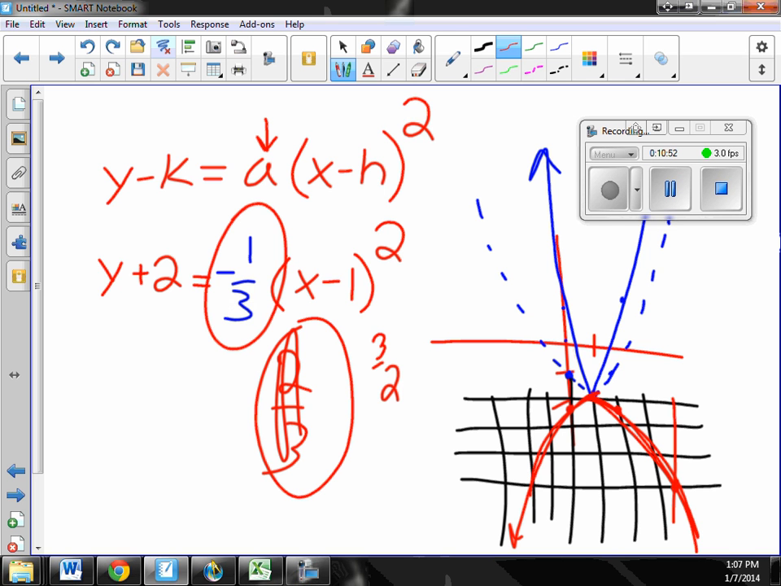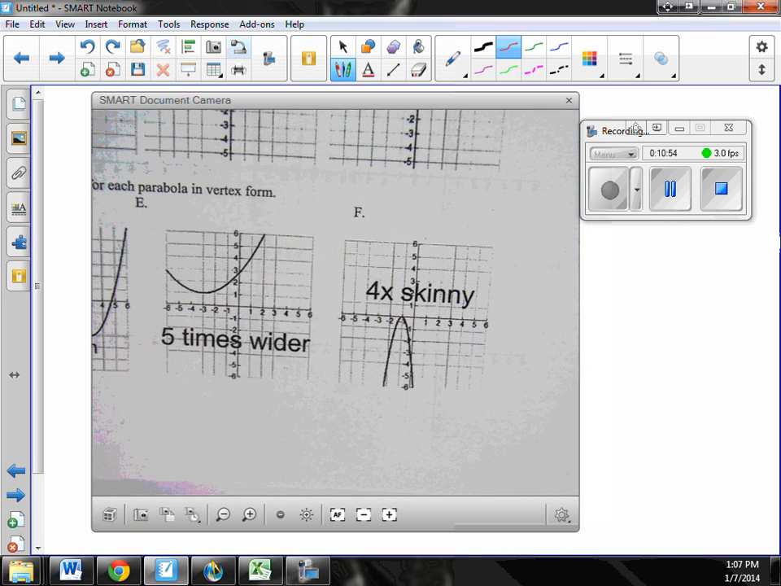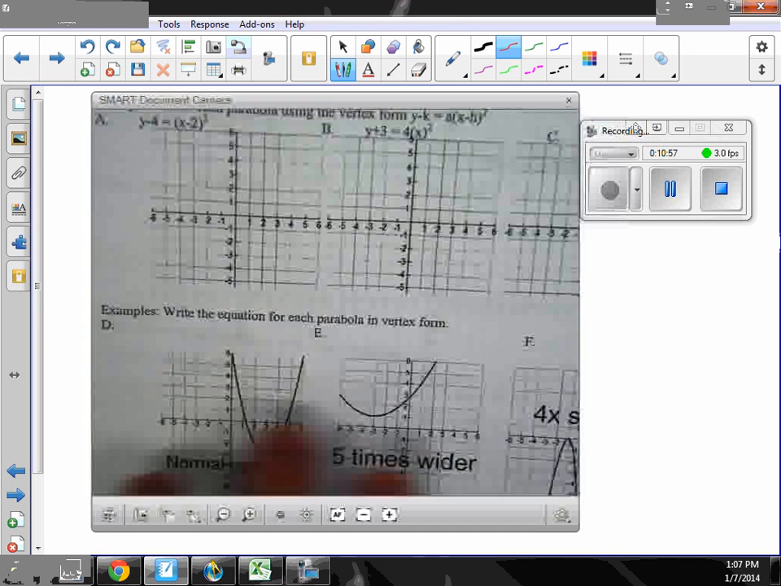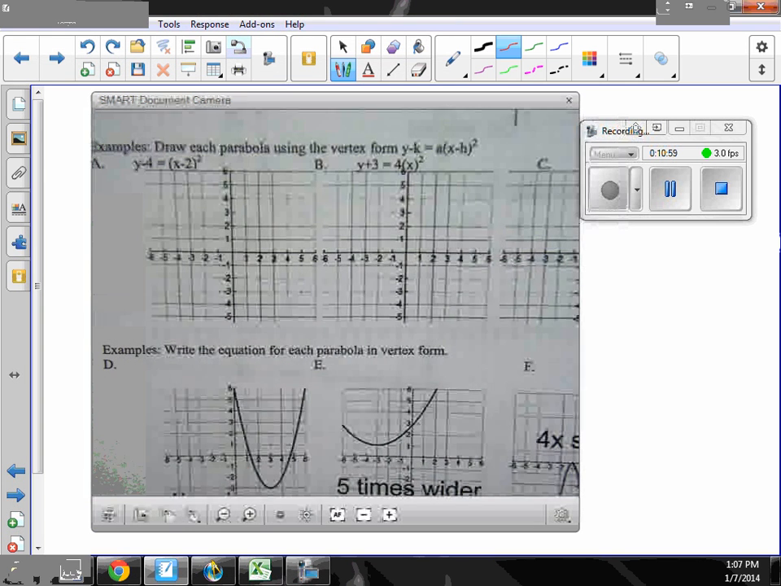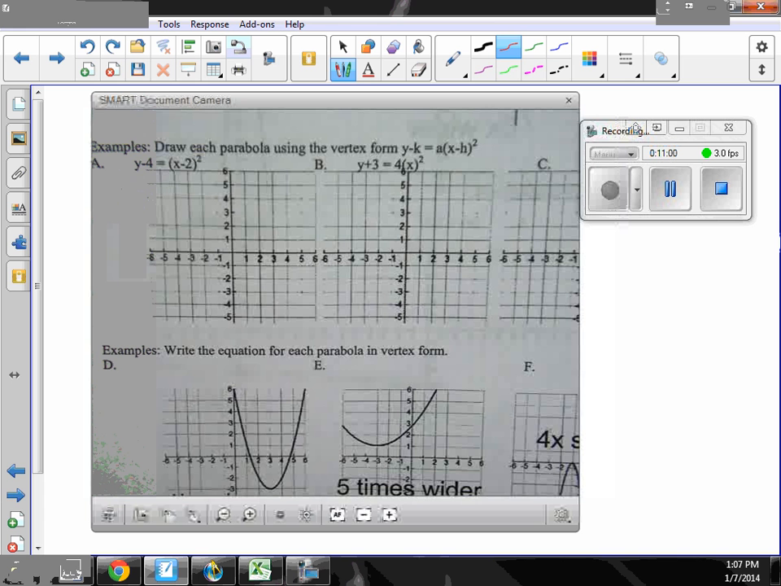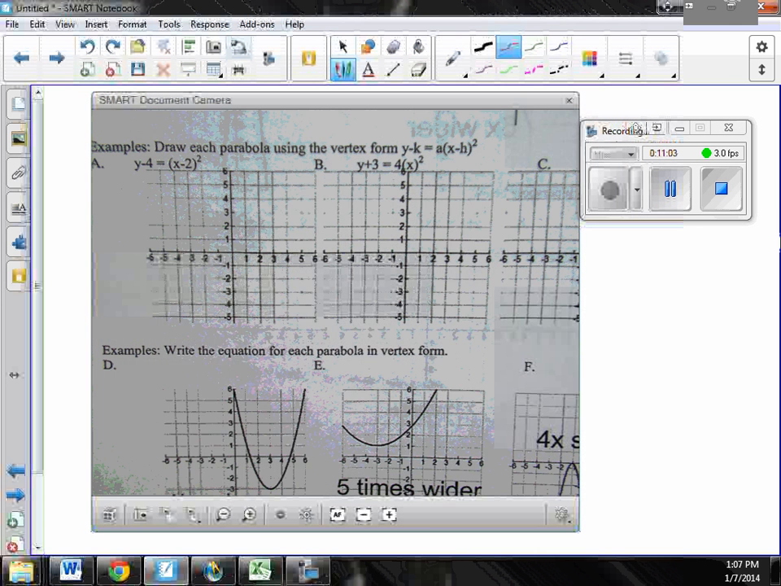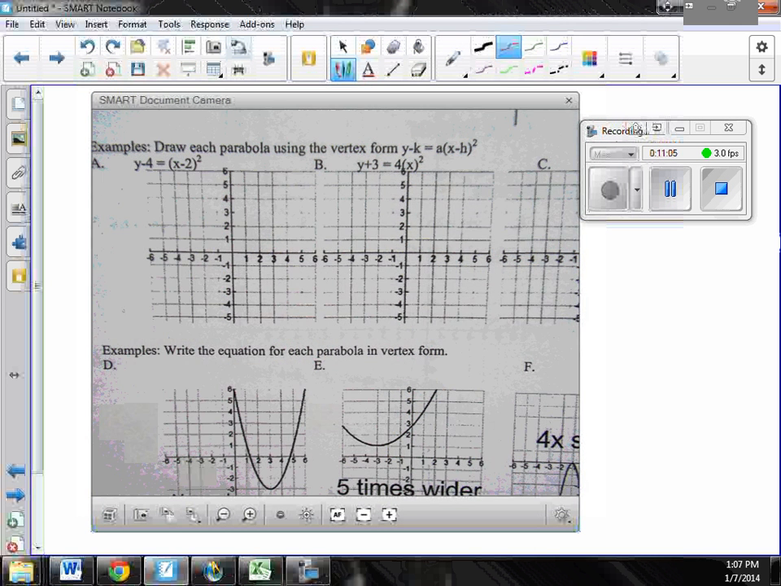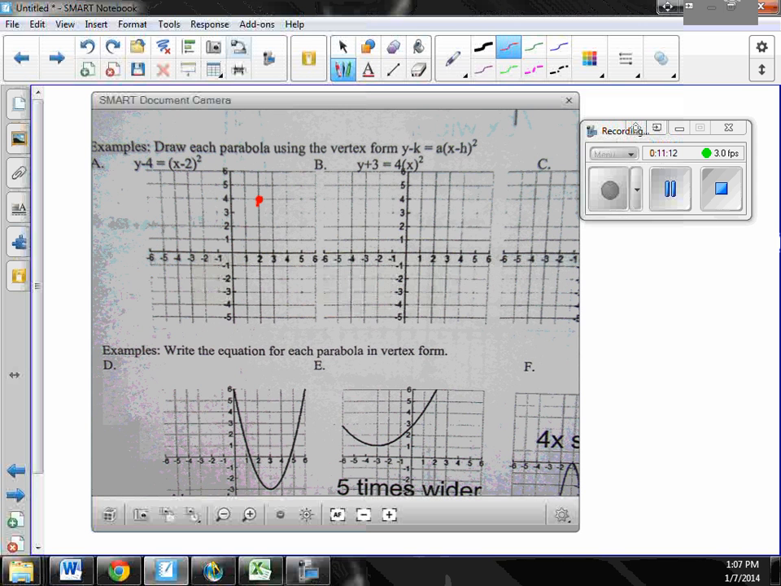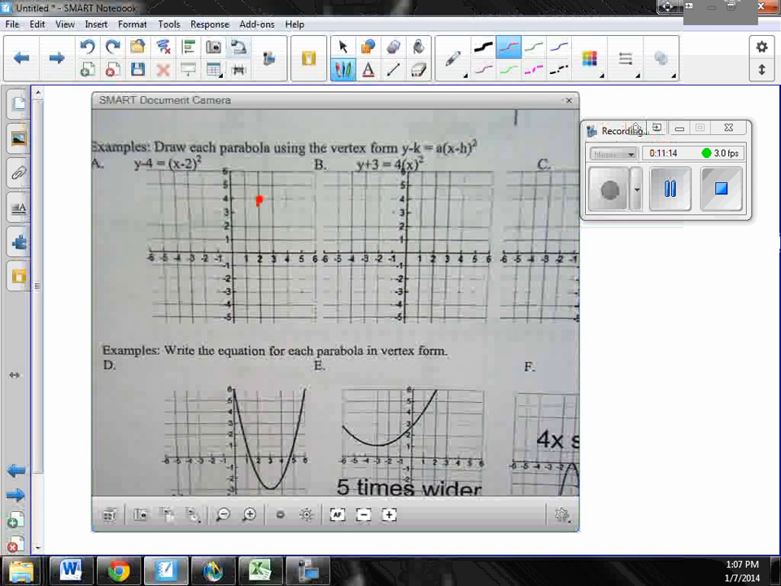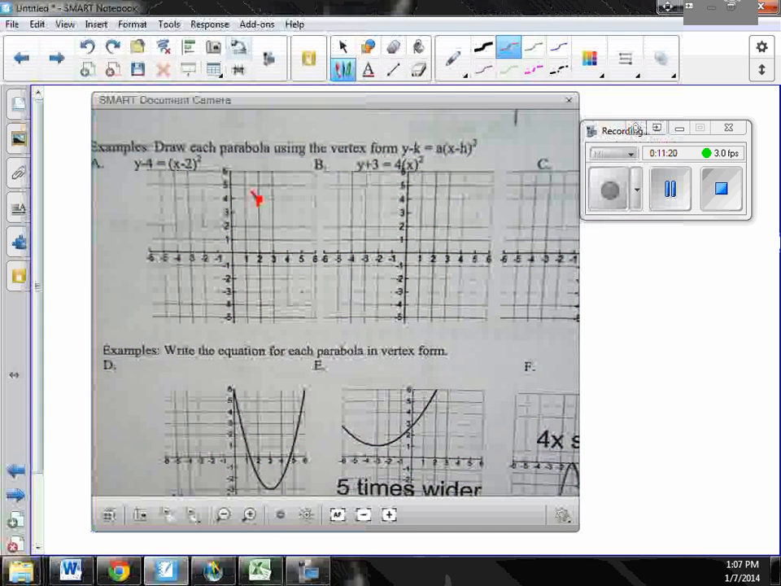So let's do a couple of these together. Look at number A. Where is the vertex for A? 2, 4. Which direction does it open? Up. And how open is it? It's a standard one, which is up 1 over 1. So it has to hit those 2 points right there.